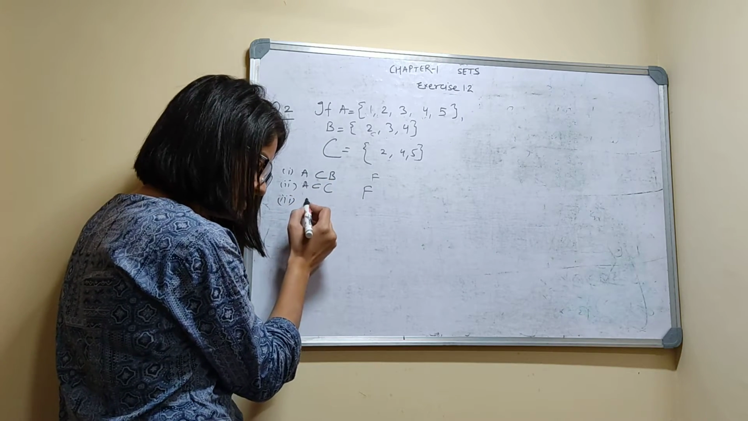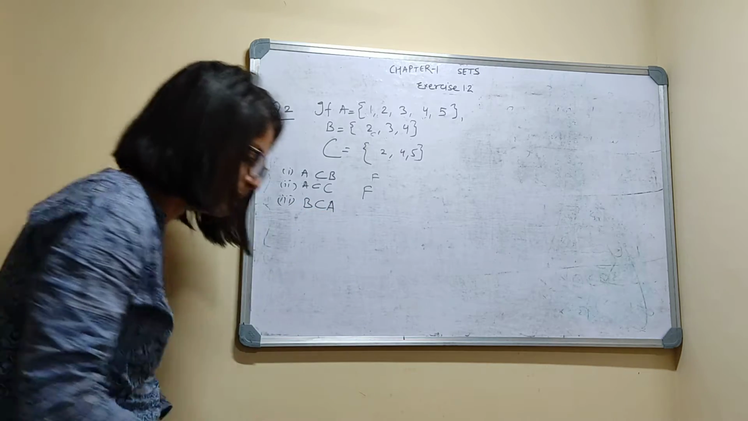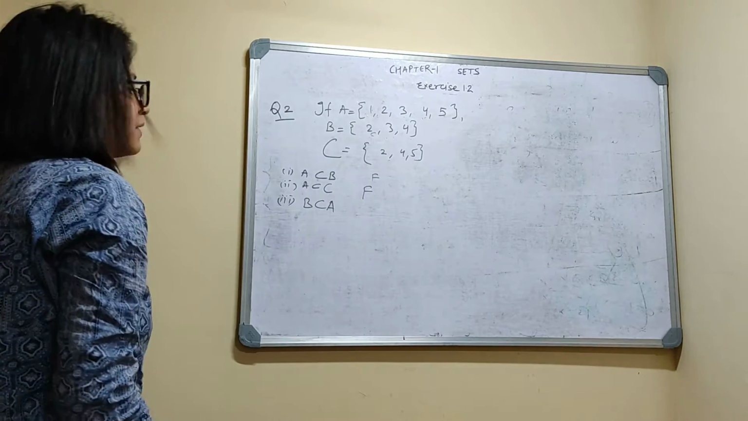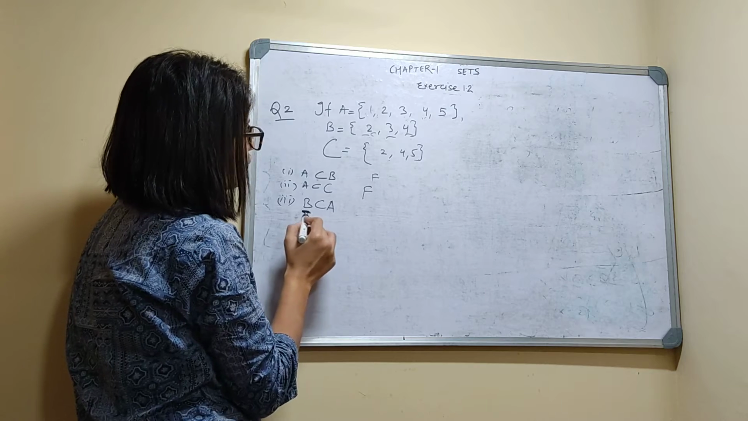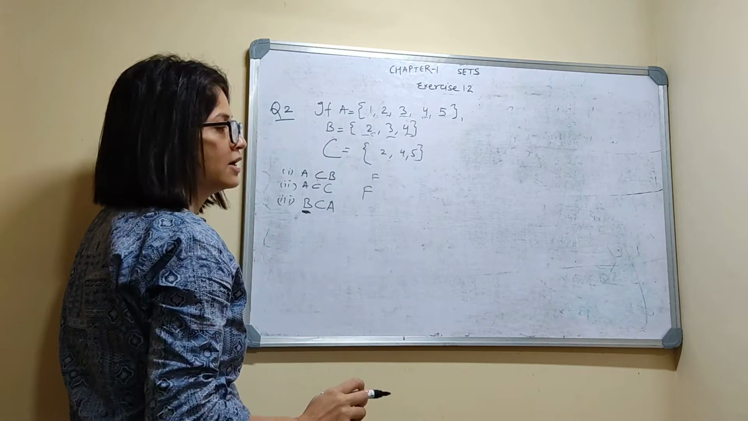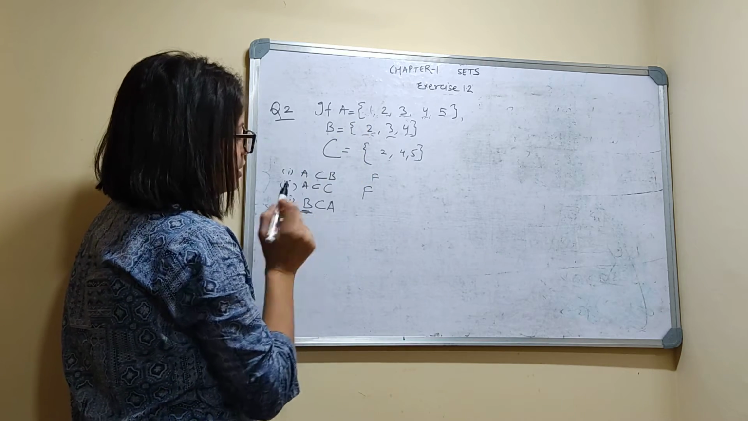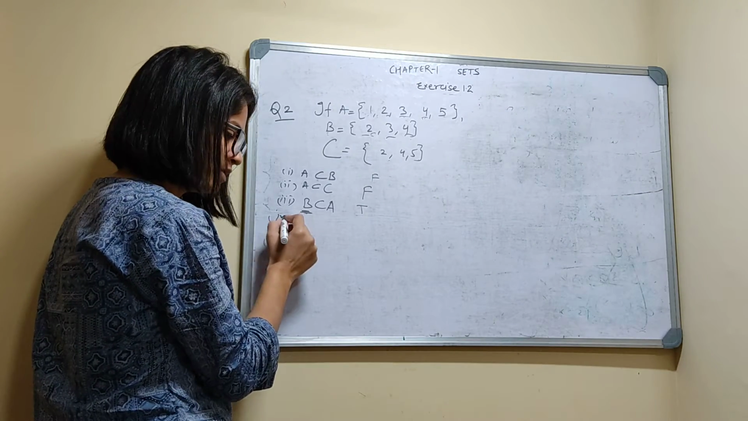Part third. B is a subset of A. Is it true or not? You can see B is {2, 3, 4}. Every element of B is present in A, so every element of B should be present in A. So B is a subset of A. So the answer is true.